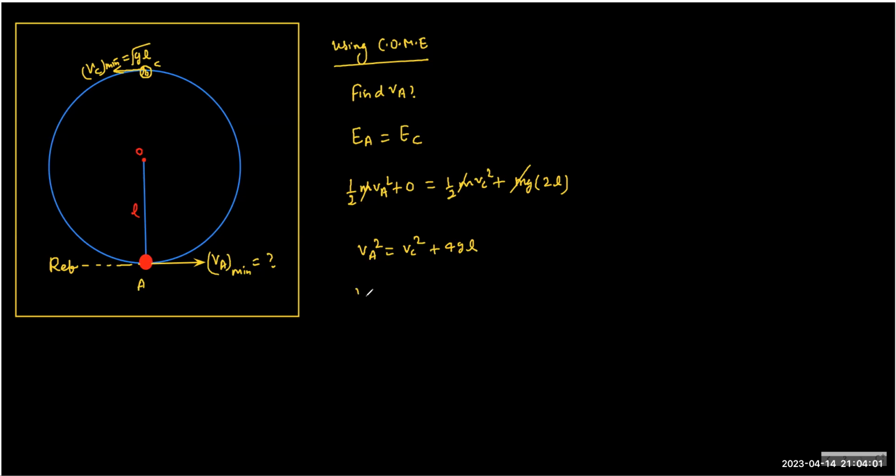Correct. And what is VC for the minimum case? So VA is how much? Basically VA minimum. I hope this is clear. So VA minimum is how much? Root 5GL. Isn't it? Yes, sir. Very good.